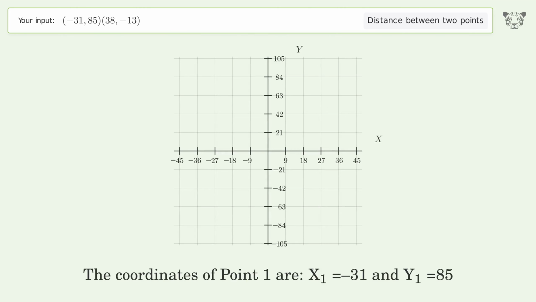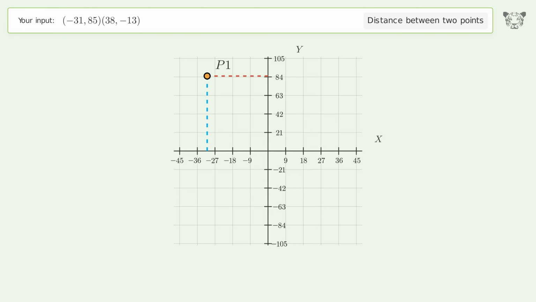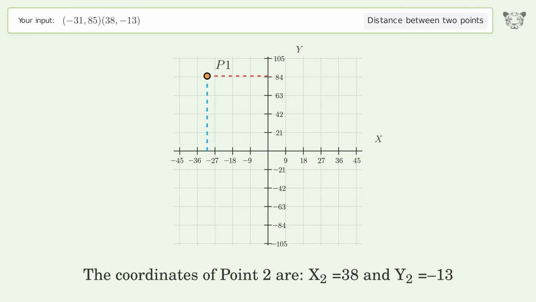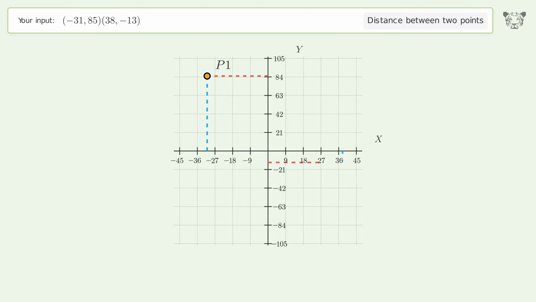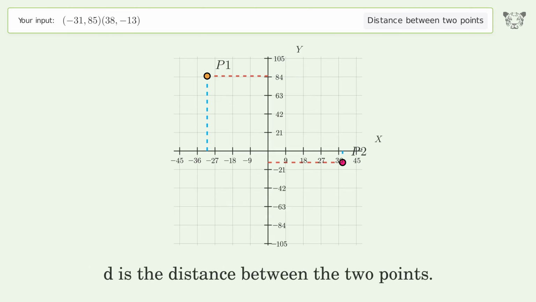The coordinates of point 1 are x1 equals -31 and y1 equals 85. The coordinates of point 2 are x2 equals 38 and y2 equals -13. D is the distance between the 2 points.